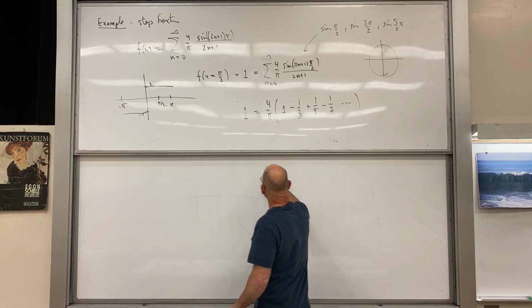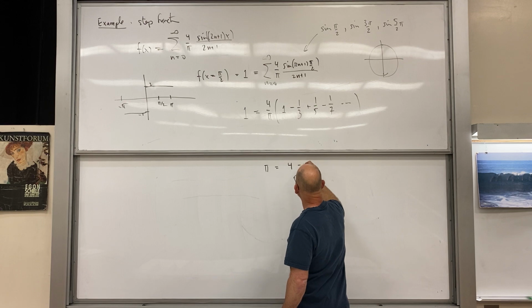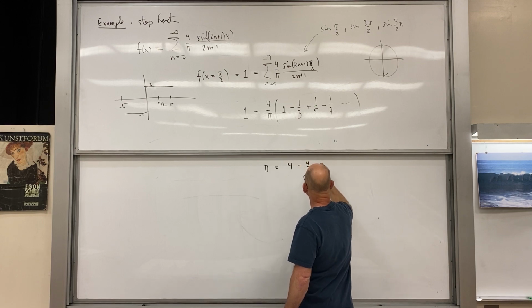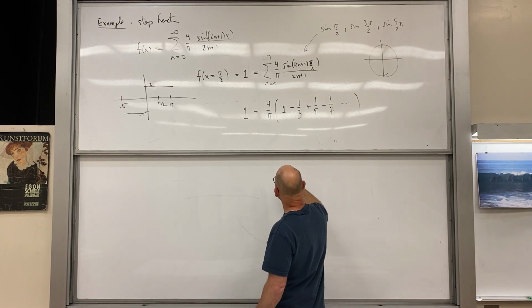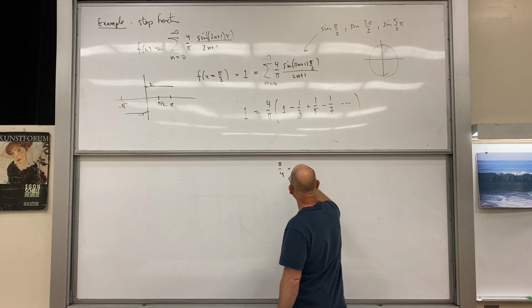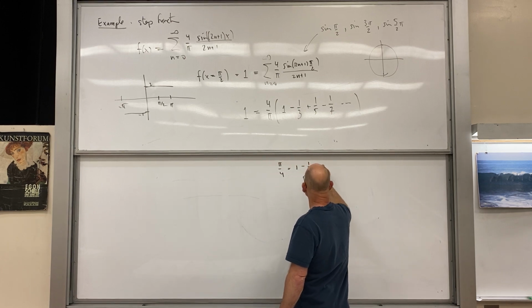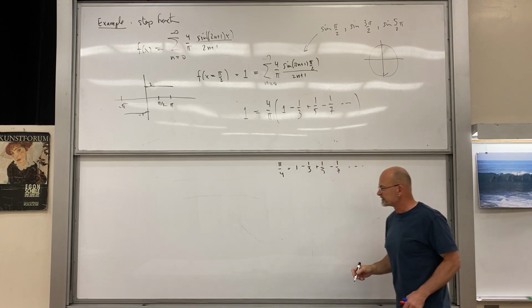So what do we have here? Pi is equal to 4 minus 4/3 plus 4/5. Or we could say pi over 4, keep things a little cleaner. So pi over 4 is equal to 1 minus 1/3 plus 1/5 minus 1/7, etc.